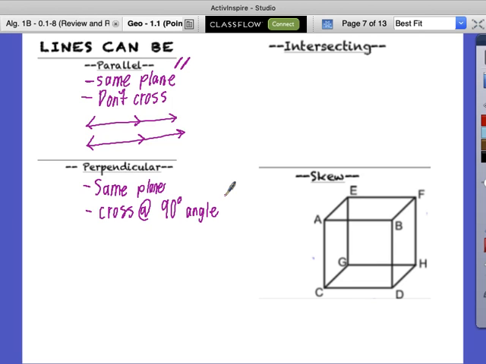So these are in the same plane, and like Dayton said, they cross at a 90-degree angle. So it's a very special type of intersection here. What else is a 90-degree angle considered? A right angle, okay?